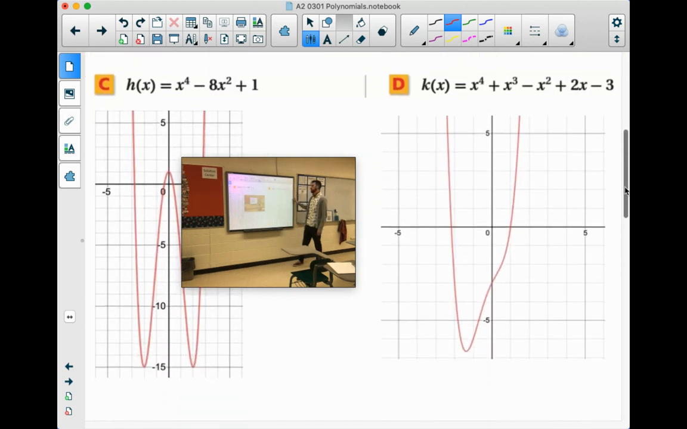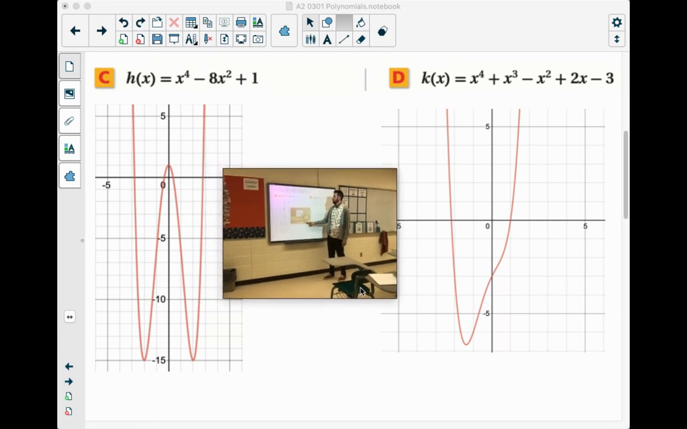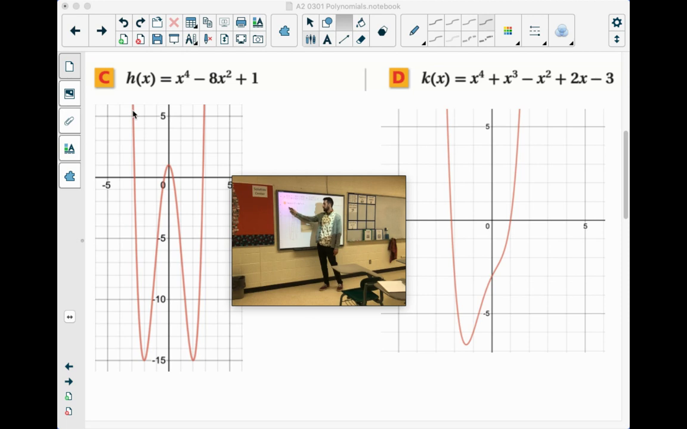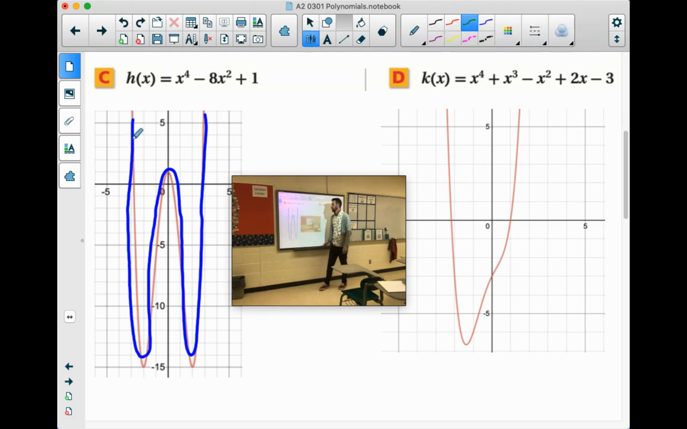So look at C. From left to right, we have the x to the fourth minus 8x squared plus 1. So from left to right, you could say, well, it decreases, then it increases, then it decreases, then it increases. Right? That's a wild graph. Now, as far as zeros, it crosses there, there, there, and there. So I would say it looks like it has 4 zeros.